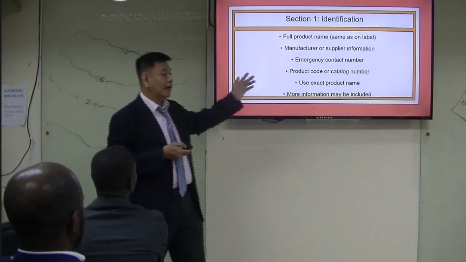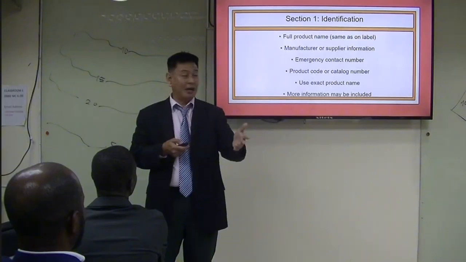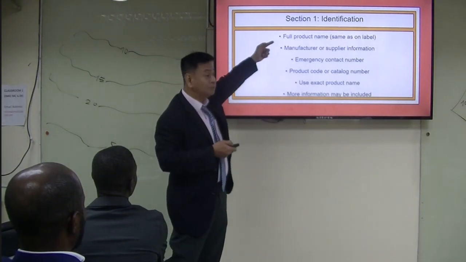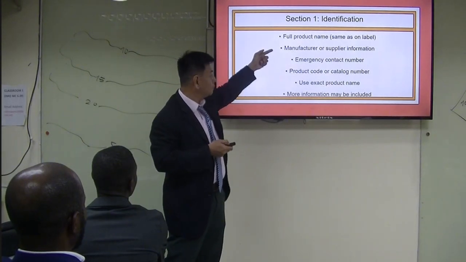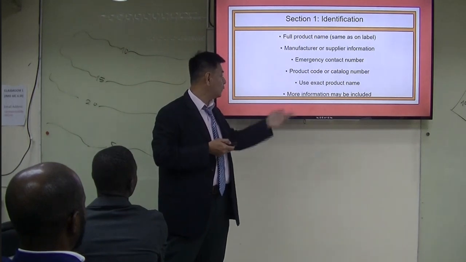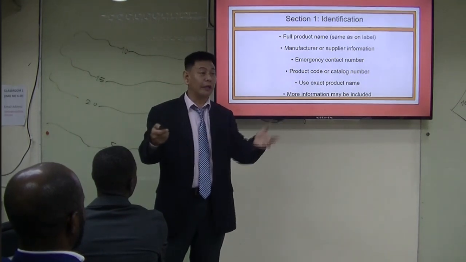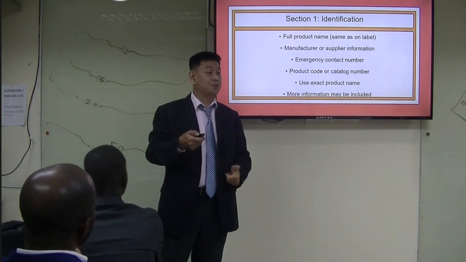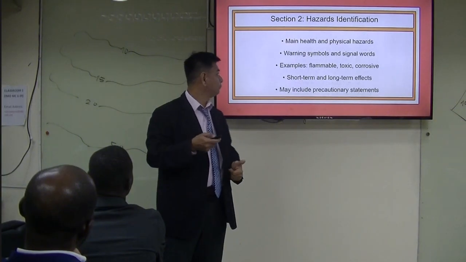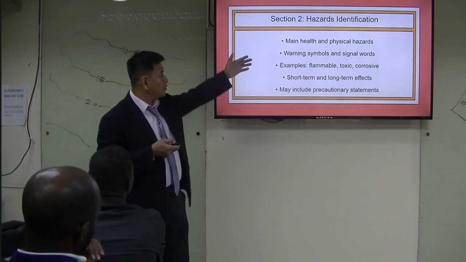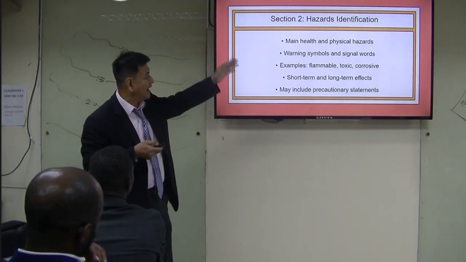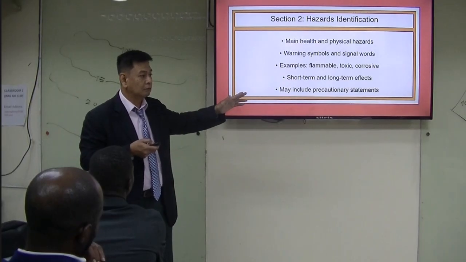For section 1, as I told you with the shampoo, it includes the full name of the product and the manufacturer. Sometimes you also look at the expiry. In section 2, the one we will concentrate on is the hazard identification.